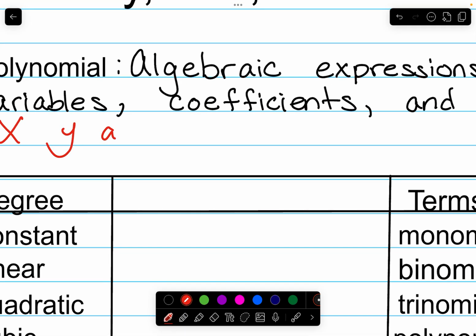Coefficients are the numbers in front of x or the variable. So if I have the variable x, the number in front of that would be 3. That's the coefficient. If I had a y and the number in front of that was nothing, we need to know that the coefficient is 1. That's one of the biggest mistakes most students make: the coefficient is the number in front of the variable.